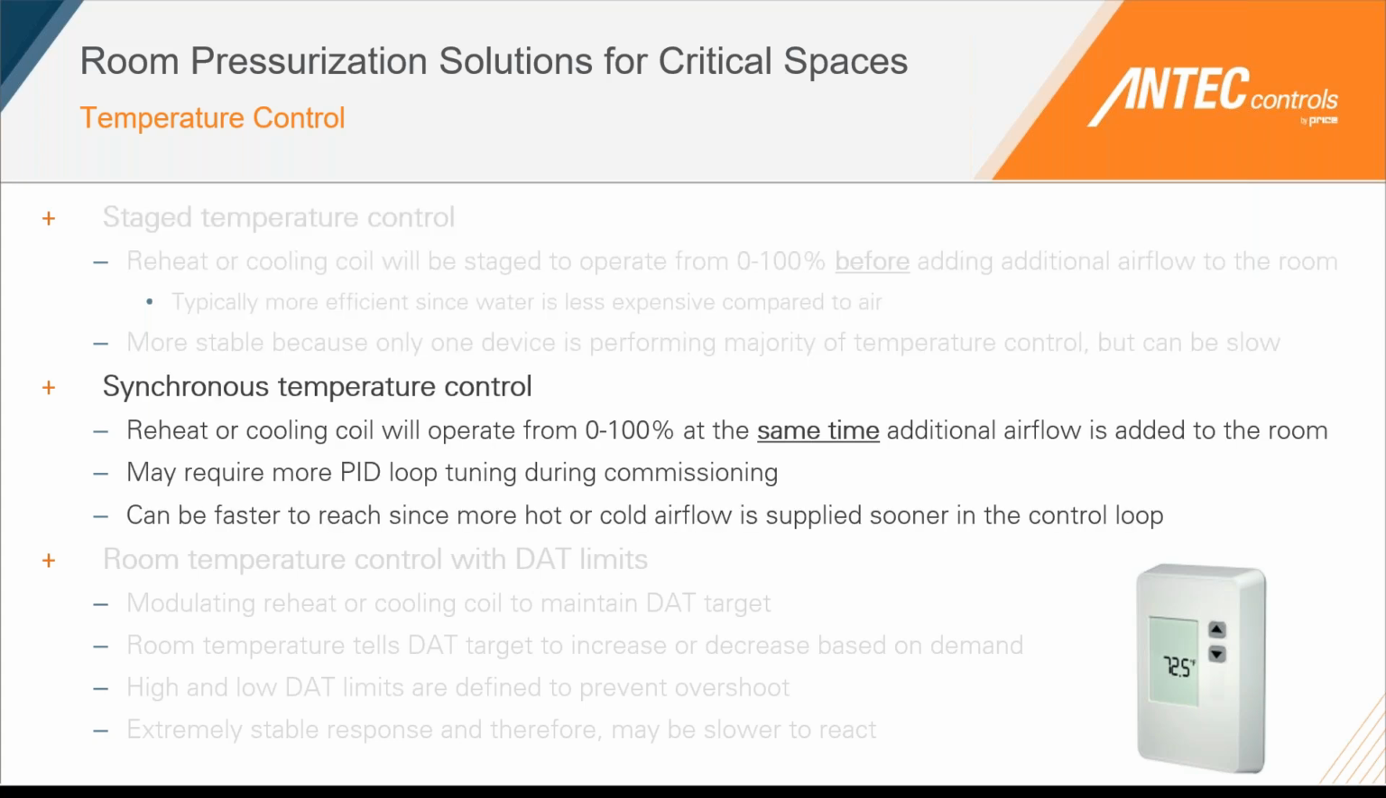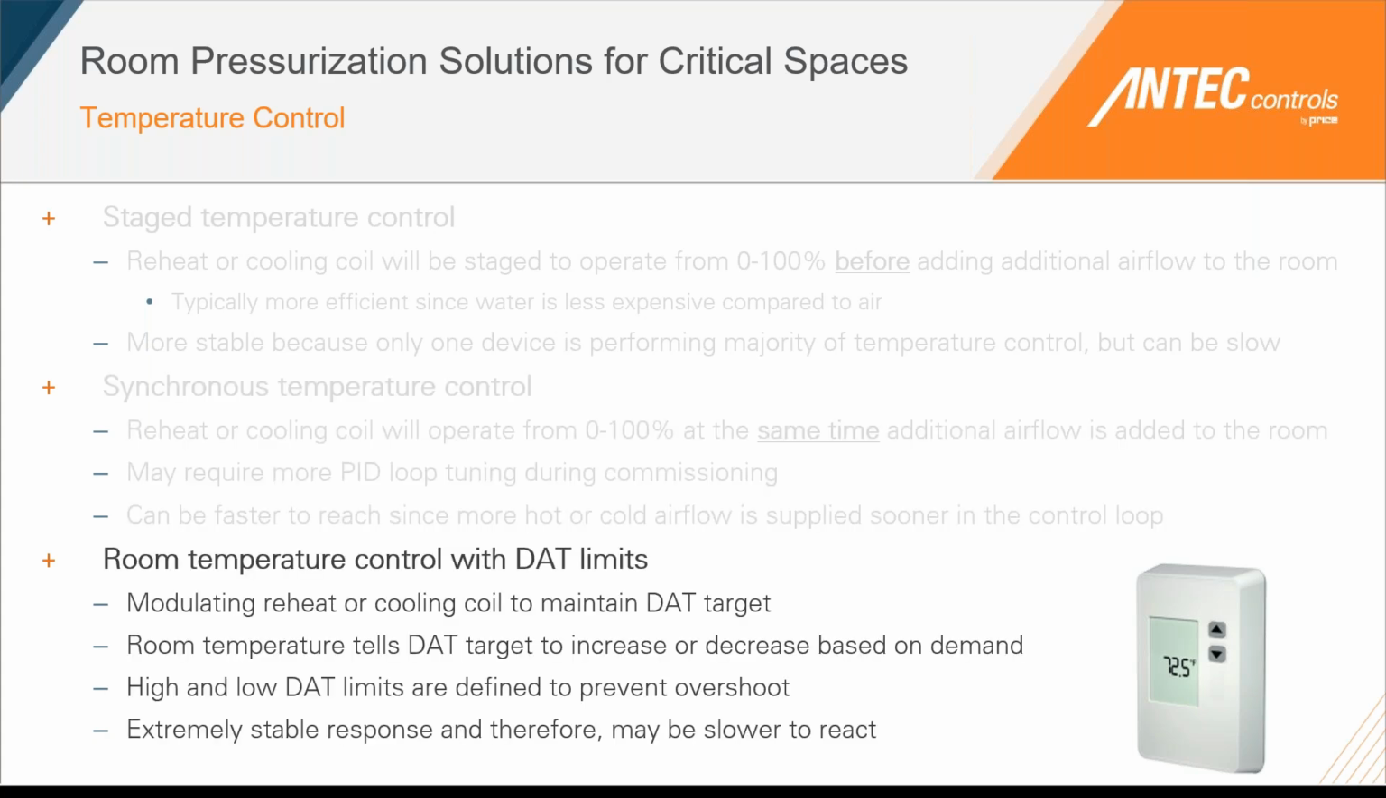If you have a space that has high differentiating, changing heating loads, or it's really important to have fast acting speed of response, synchronous temperature control is probably the sequence you want to use. And if you have an application where maintaining temperature set point is very critical, and minimizing overshoot, undershoot, or temperature fluctuations is really critical, you might want to utilize room temperature control with DAT limits. So if you do have any applications with Antec controls, we would help put this into your sequence of operation.